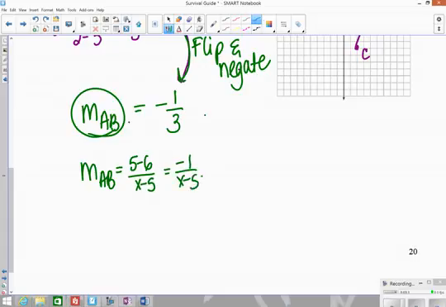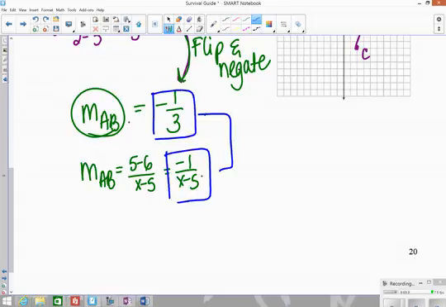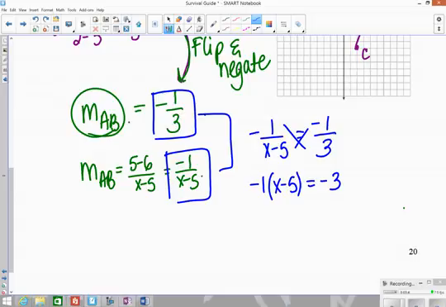Now I know that these two things have to be equal. The slope of AB has to equal -1/3. So I'm going to set those equal so that I can solve for x. So -1 over x minus 5 has to equal -1/3 in order for these two lines to be perpendicular. So now I can cross multiply, so I end up with -1 times (x minus 5) equals -3. Make sure x minus 5 goes in parentheses. You could cancel out the negatives here, but I'll just distribute it. So -x plus 5 equals -3.